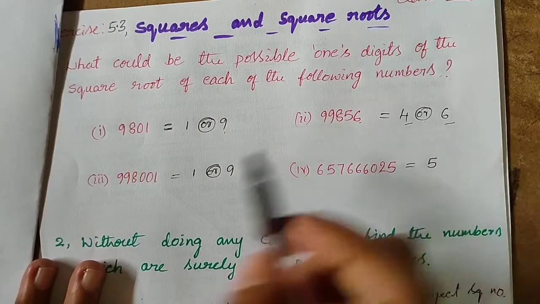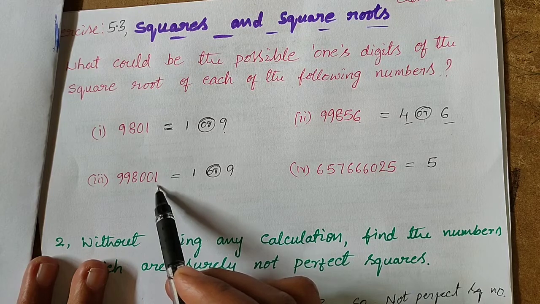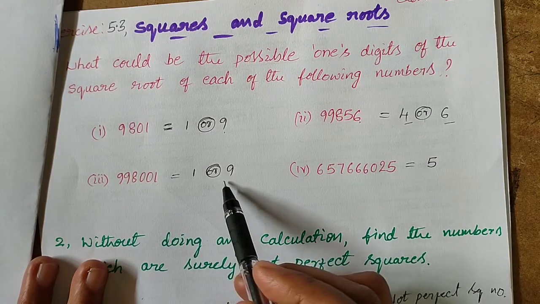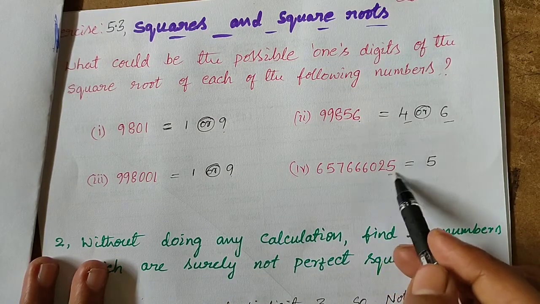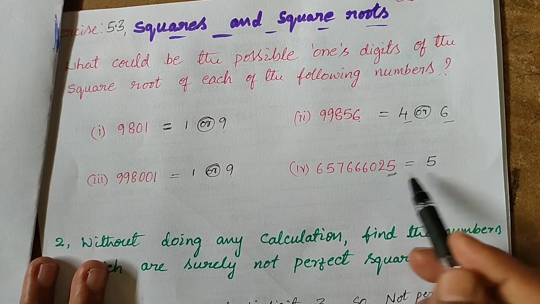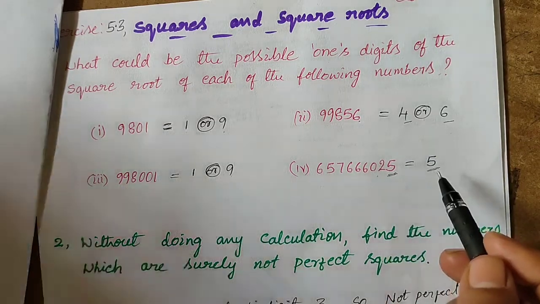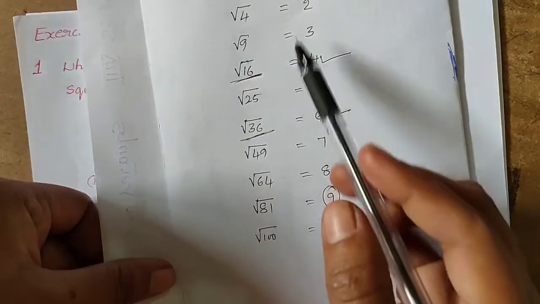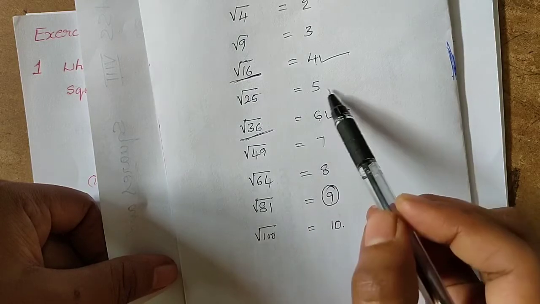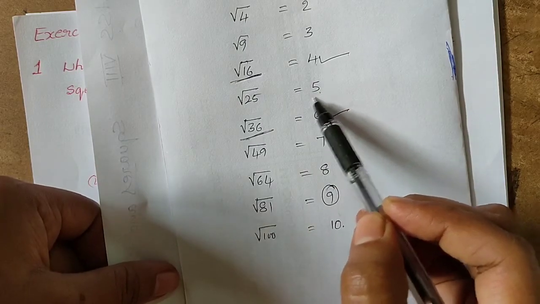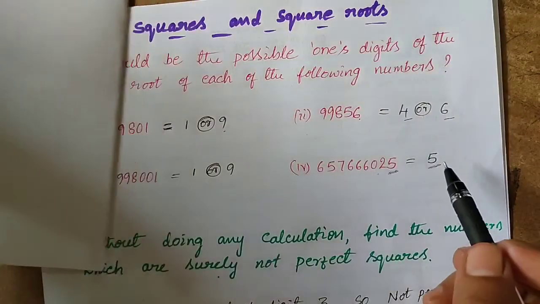So coming to the third problem, 998001. The unit digit is 1. So what is the unit digit of its square root? 1 or 9. Now going to this problem. Here the unit digit is what? 5. What is the unit digit of this square root? So only 5. Look at this one. Here the unit digit is 5, root 25. Its square root unit digit is also 5. So only one number, that is 5.